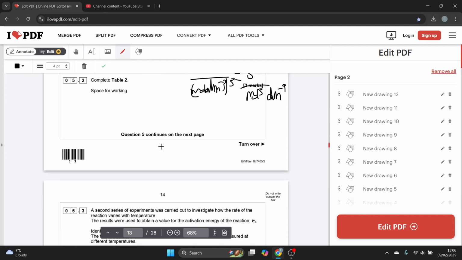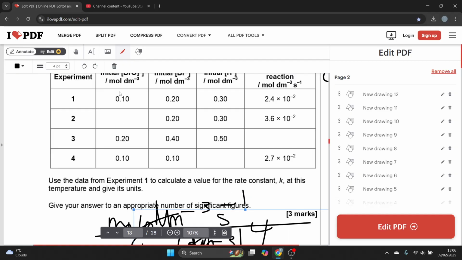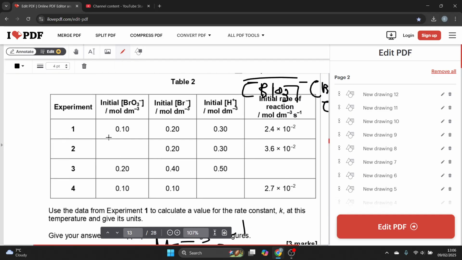Okay, and then 5.2, complete table 2. I feel like this part's going to be harder than the first part. Completing table 2. This stays the same, that stays the same. What happens to this? Well, 3.6 times 10 to the power minus 2 divided by 2.4 times 10 to the power minus 2, and times by 1.5.